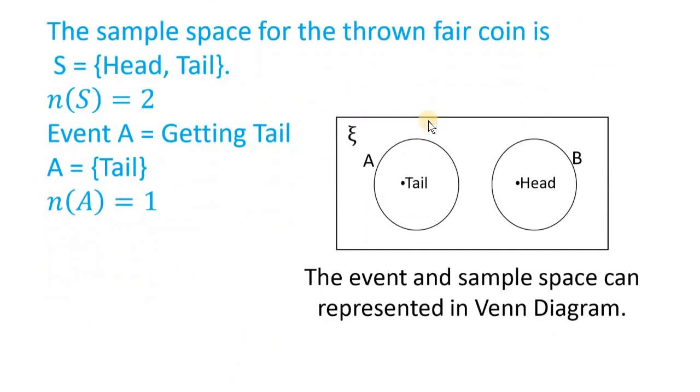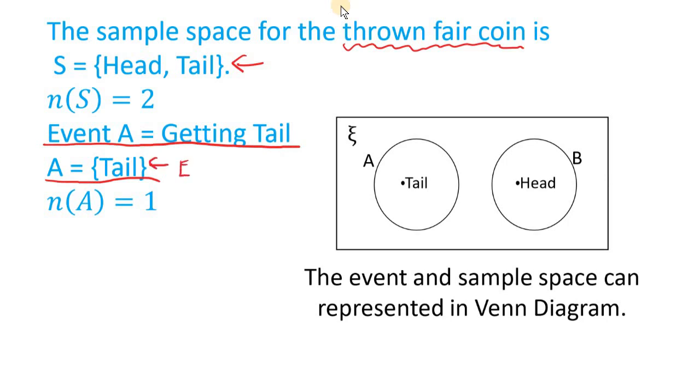So now we look at some example. Okay, so now the question is, the experiment is throw a fair coin. So when you throw a fair coin, the sample space is head and tails. So now the events A is getting tails. Okay, it's getting tails. So that means A is the set, and I write down tails. So this is a event. Okay, and then this is a number of events.